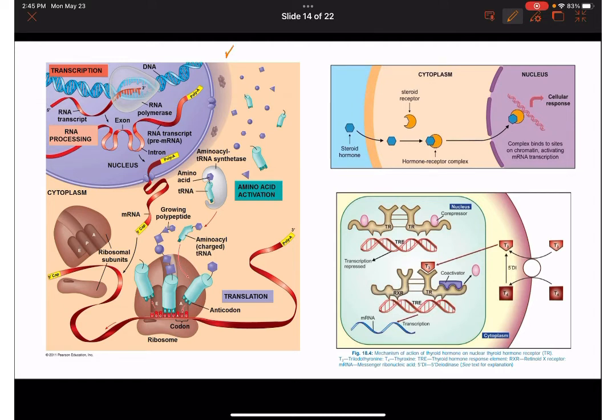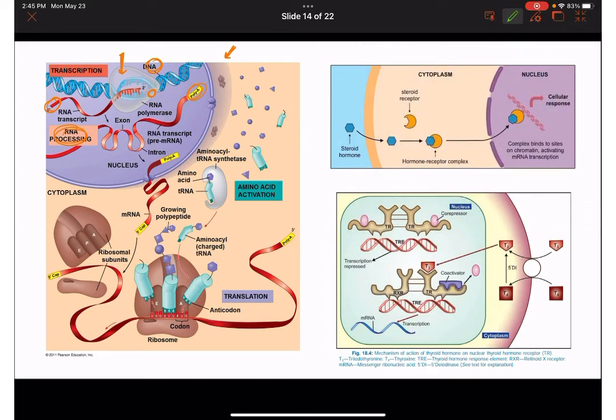This is just a figure kind of summarizing everything that we just did. Here's our double-stranded DNA. And what we do is we read the template strand, and we're making an mRNA molecule because of that. There's the RNA polymerase. Then we're going to have some RNA processing that occurs. We're going to cut out the introns. We're going to add a poly A tail, a 5' cap.